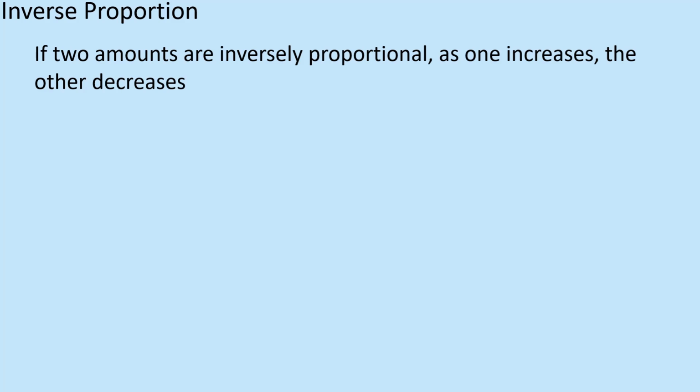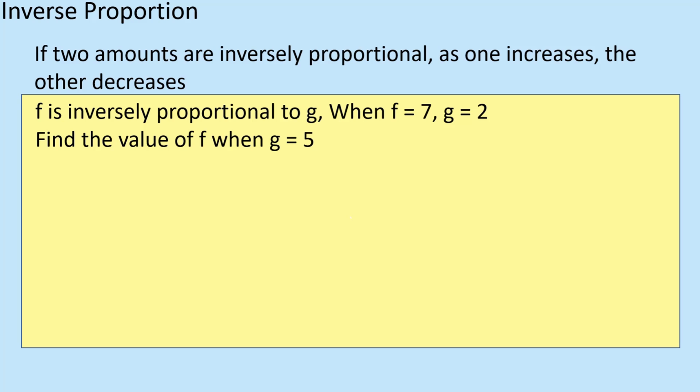But before we mention that, let's look at inverse proportion. Inverse proportionality is the idea that as one goes up, the other goes down. How we write this one is slightly different because it's not going to be directly proportional, it's not just equals K. If F is inversely proportional to G, when F equals 7, G equals 2, find the value of F when G is 5. What we do, slightly different, is put 1 over G, because F is inversely proportional to G. That means essentially 1 over G.